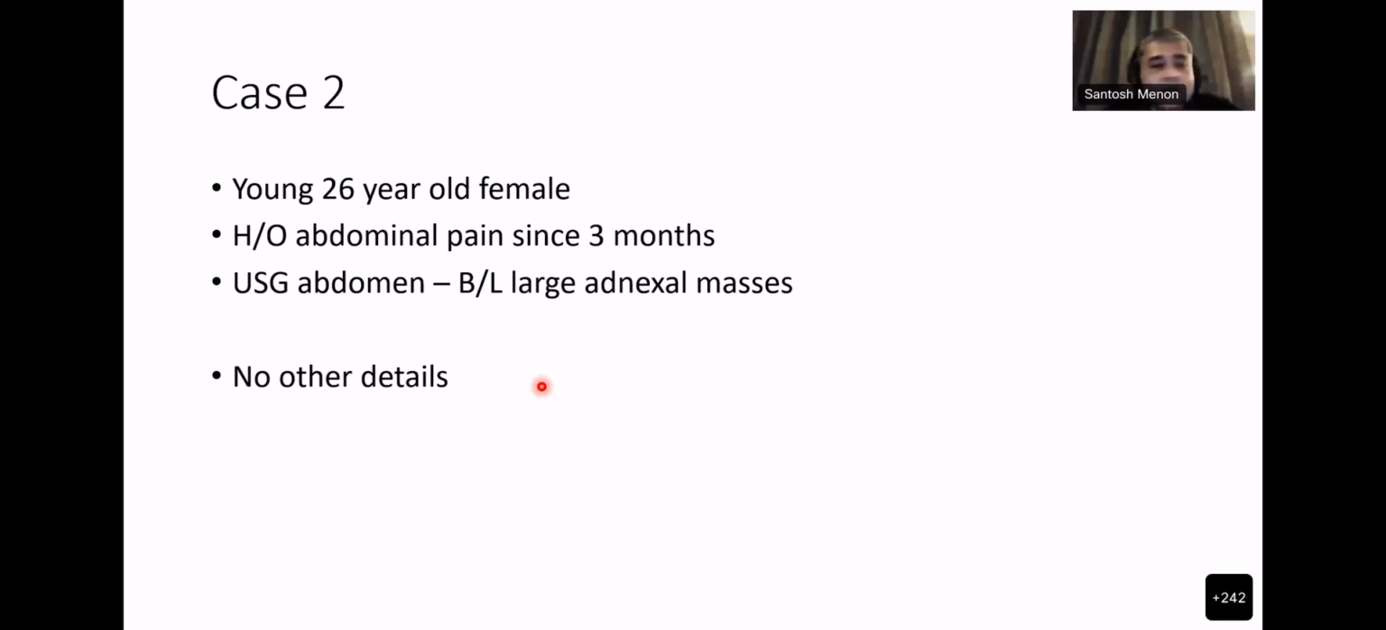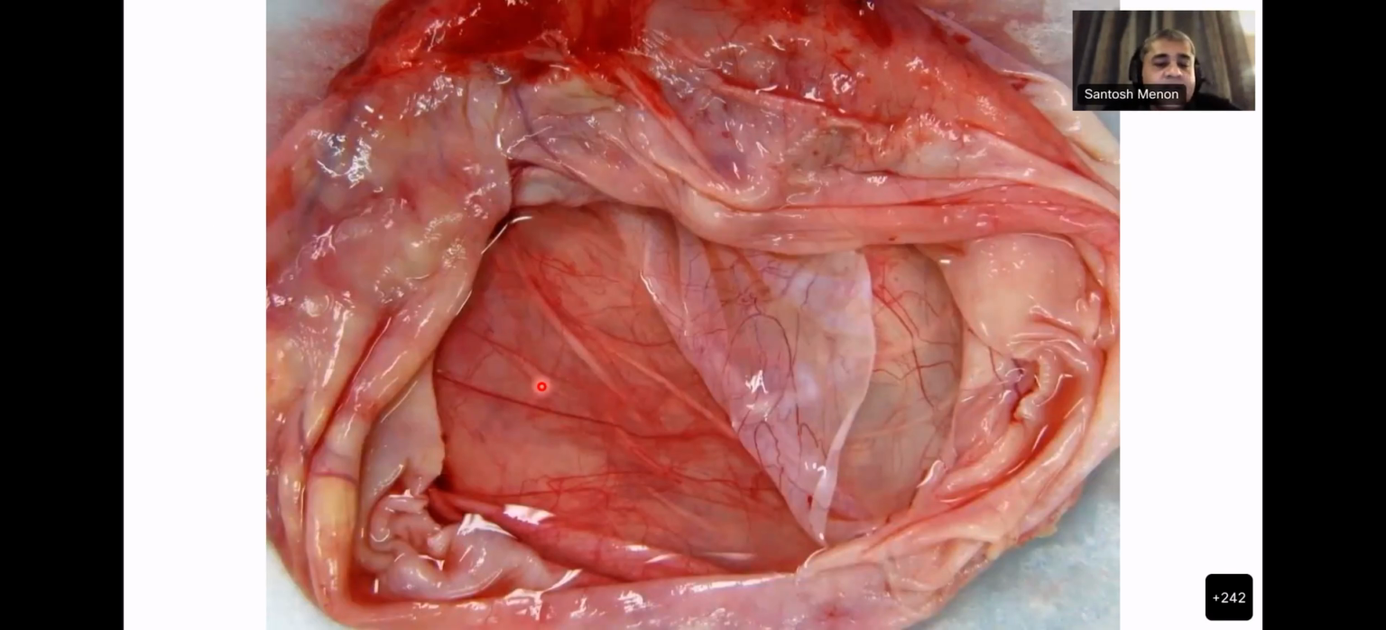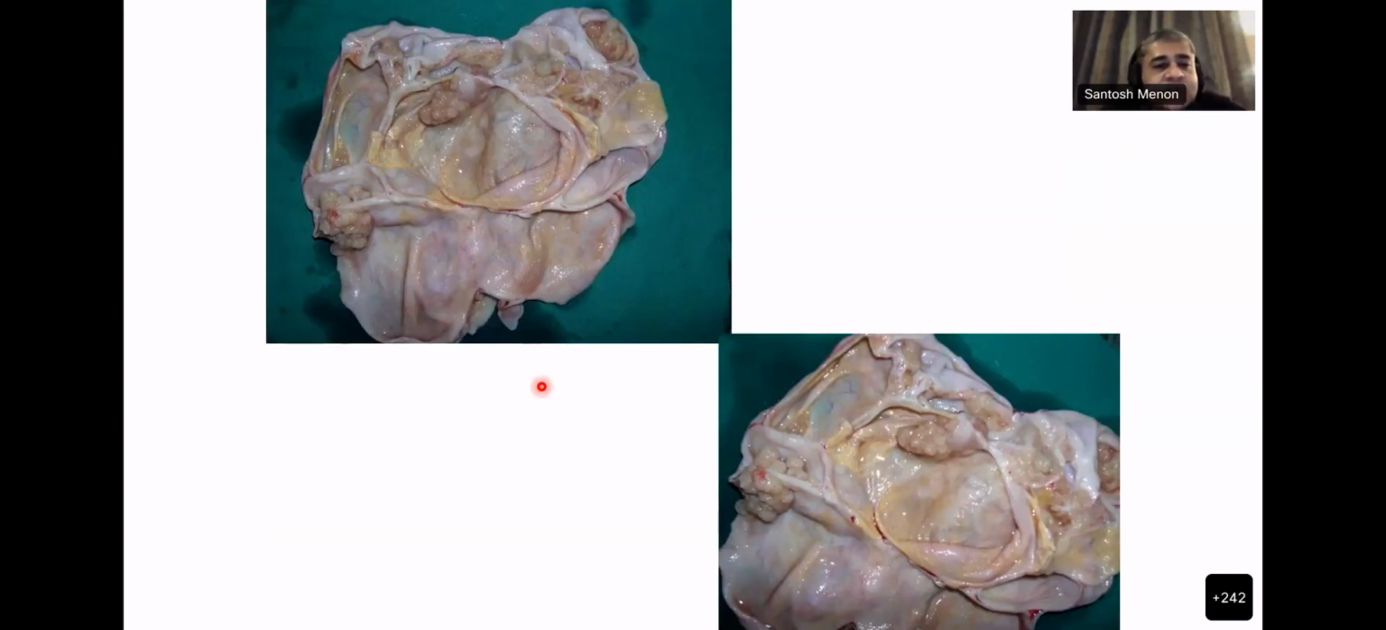It's again a young female, a 26-year-old female, with history of abdominal pain for 3 months, and again she had bilateral adnexal masses. We did not have any other details. She underwent a laparotomy, and this is the cystic structure which was removed from her. And again, these are the gross pictures from this tumor. Who would want to describe it? Atul and Jabu, can you please describe?